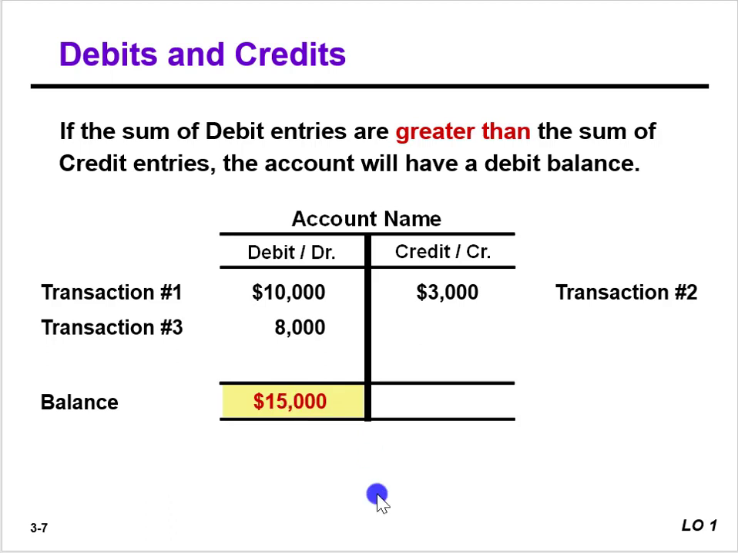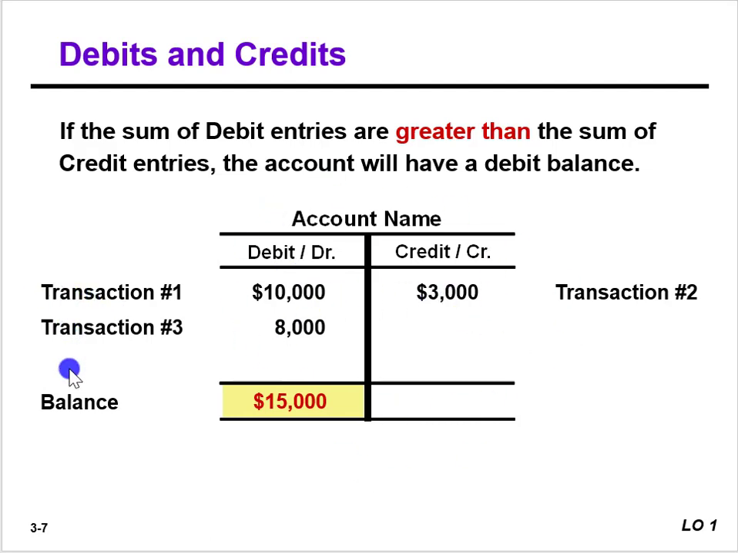And so if the sum of debit entries is greater than the sum of the credit entries, the account will have a debit balance. Basically every account has either a debit or a credit balance. It doesn't mean positive or negative. It just means exactly that, a debit or a credit balance. And so the account has a name. Again, you have your debit side and your credit side. This is a T account.